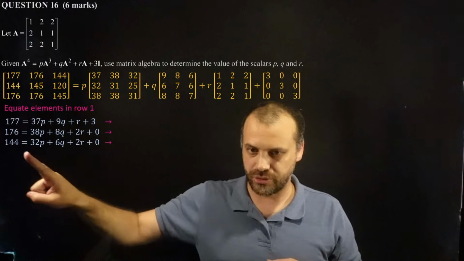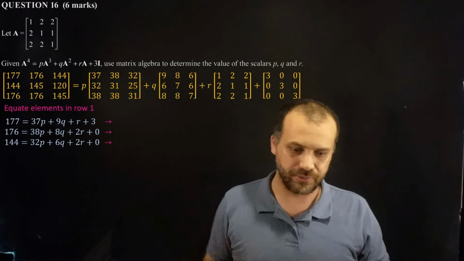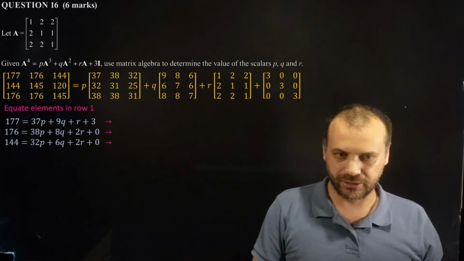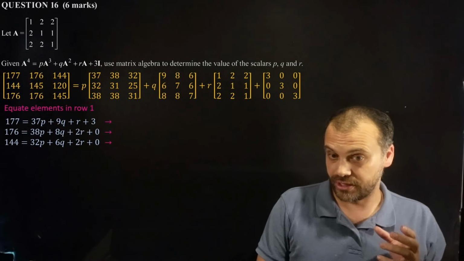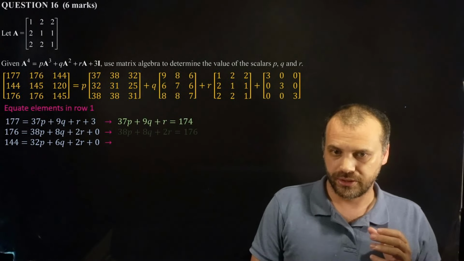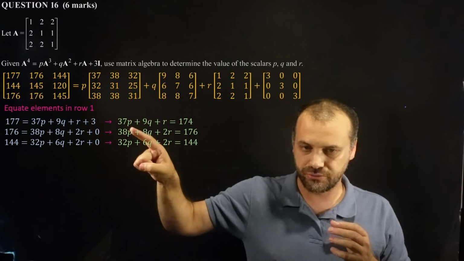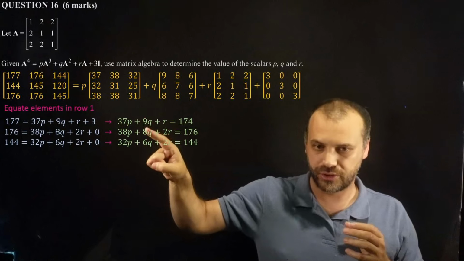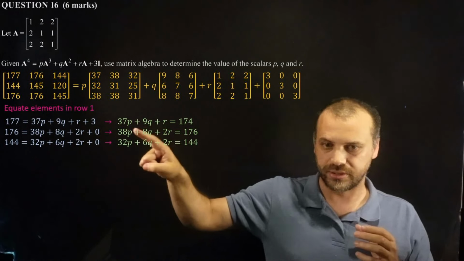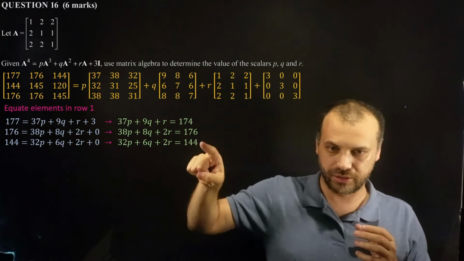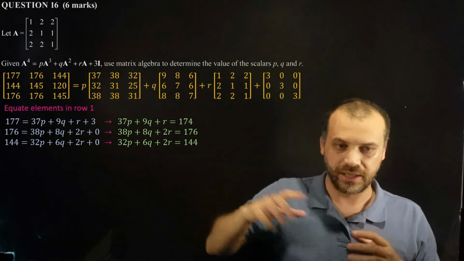Now, I'm just going to rewrite these. You can get the hint from these arrows here, just to make them a little more matrix algebra friendly. All right, 37P and so on. So just rewriting it, we've got P, Q, R, and a constant. P, Q, R, and a constant. P, Q, R, and a constant.